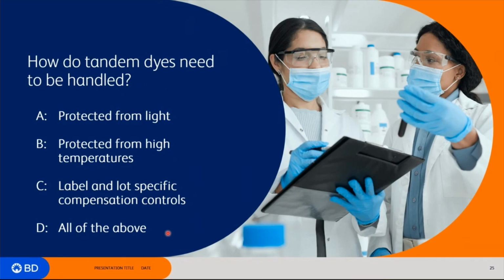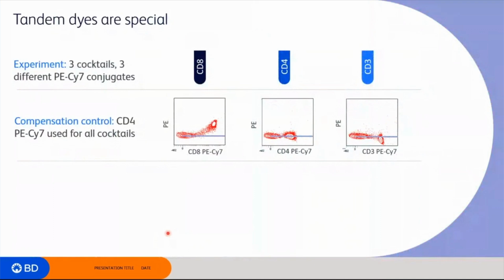As you know, with tandem dyes you have two different molecules connected together. So it makes sense that tandem dyes are more fragile and more prone to breaking down. So you need to protect them from light. You need to protect them from high temperatures. But let's talk about label and lot specific compensation control. Tandem dyes are special and they do need label and lot specific compensation.